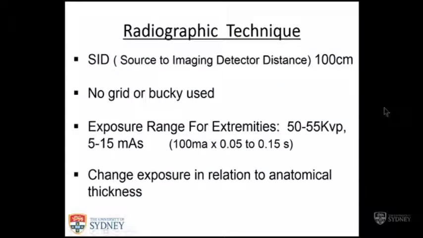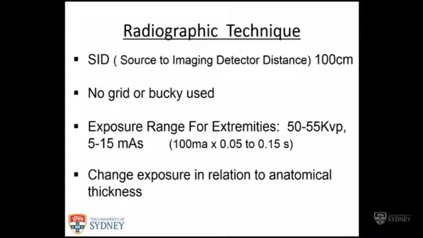So let's get back now to what we're talking about today mainly, and that's radiography of wrist and forearm. Very, very common, both of them. And of course our SID is 100, as it is in all radiography apart from chests. No grid or Bucky. Exposure range, well, it's the exposure range for extremities. 50 to 55 kVp, 5 to 15 mAs. And that's pretty much our range for all extremities.